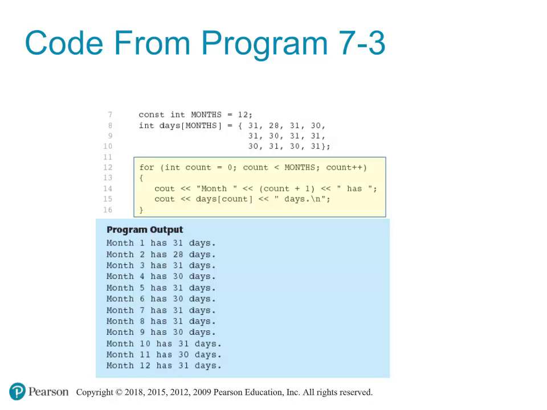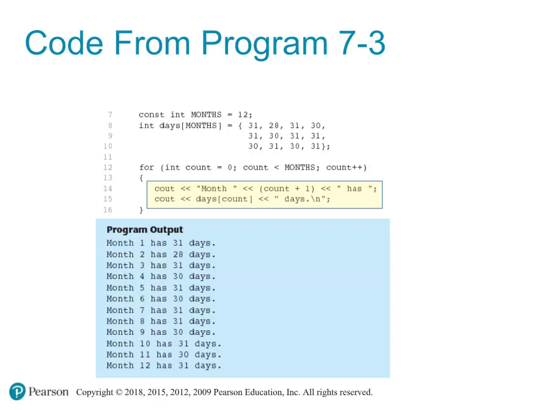It starts with count set to 0 and runs until count is less than month. Inside the loop, the program displays the month number, count plus 1, and the number of days in that month, so days bracket count. Notice the use of count plus 1 for displaying the months. This is because arrays are 0-based, but months are generally counted starting from 1.